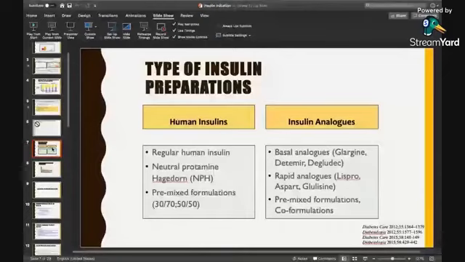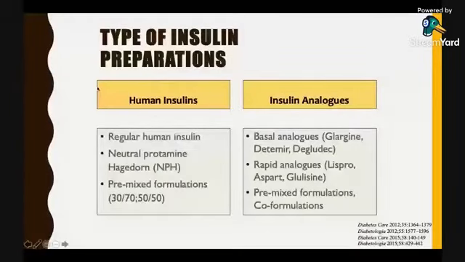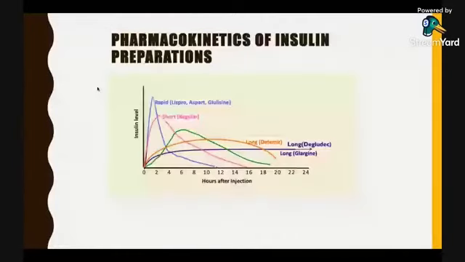So pre-mixed formulation and the new generation of co-formulations we also have with us. Now, the pharmacokinetics of insulin preparations, we know the rapid ones or the short and the regular ones are acting very rapidly, and they are usually used for the postprandial control because they mimic the postprandial insulin release.